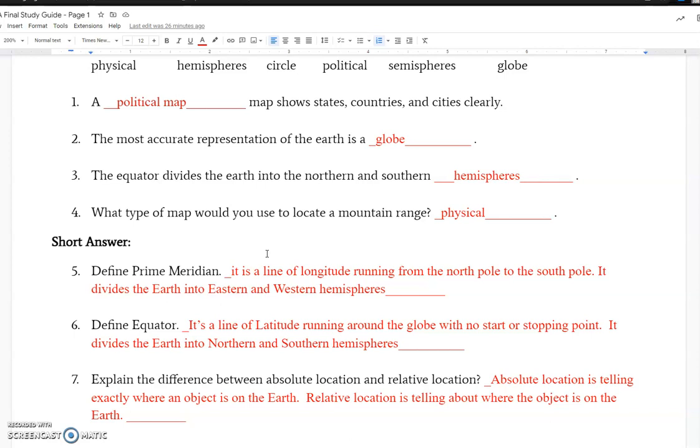Number 7, you're explaining the difference between absolute location and relative location. Absolute location tells you exactly where it's at on the surface of the Earth. So if I want to know exactly where the Golden Gate Bridge is, then I want to know the line of latitude and longitude and the exact coordinates as to where that is sitting. That tells me absolute location. Relative location is going to tell me, oh, it's in San Francisco by the bay on the west coast of the United States. So it tells me about where it's at, but it doesn't tell me exactly or absolutely where it's at.